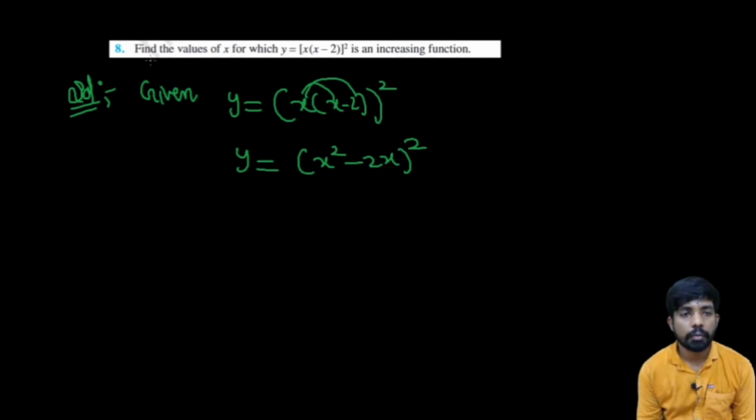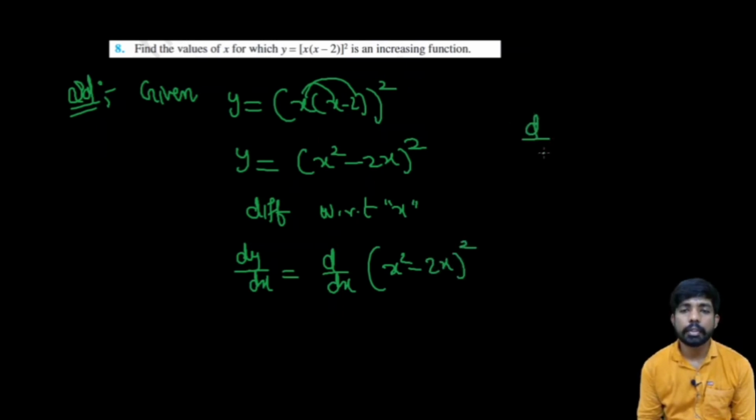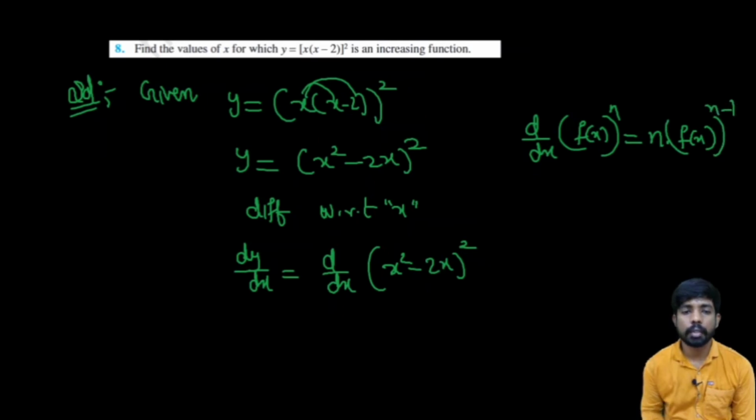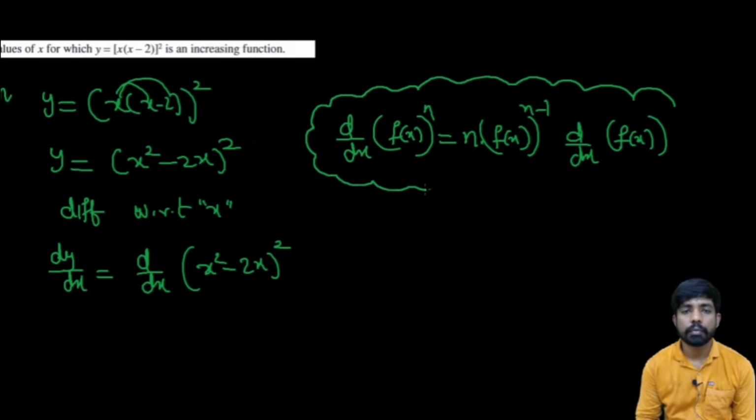Okay, now what is asked? Find the values of x for which the function is increasing. So first what we'll do, differentiate with respect to x. So dy by dx is equals to differentiation of x square minus 2x whole square. Okay, differentiation of a function whole to the power of n can be written as n into f of x whole to the power of n minus 1 into differentiation of f of x. So this is the formula we are following now.